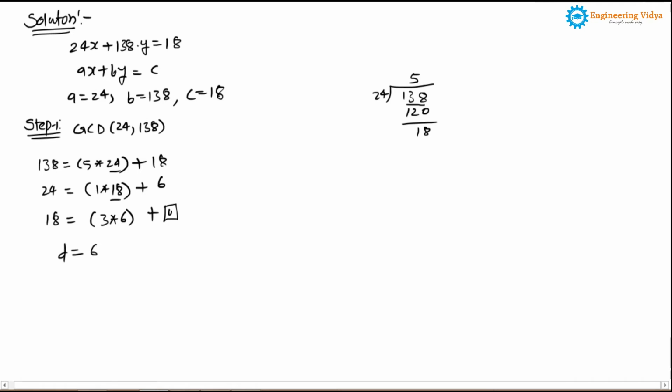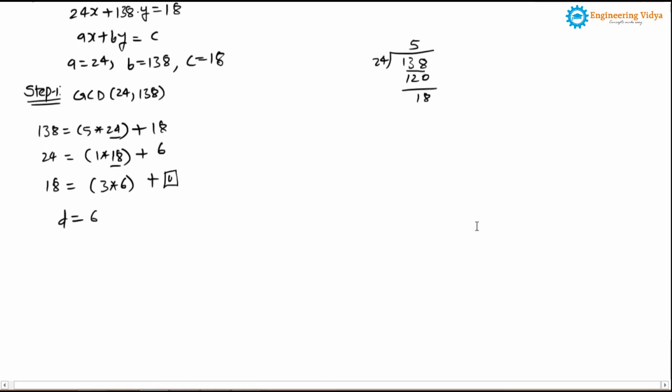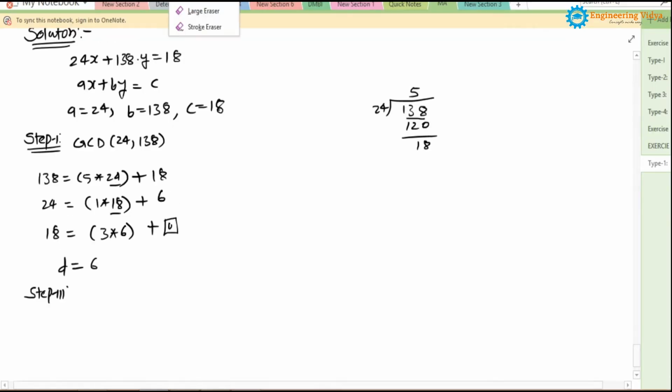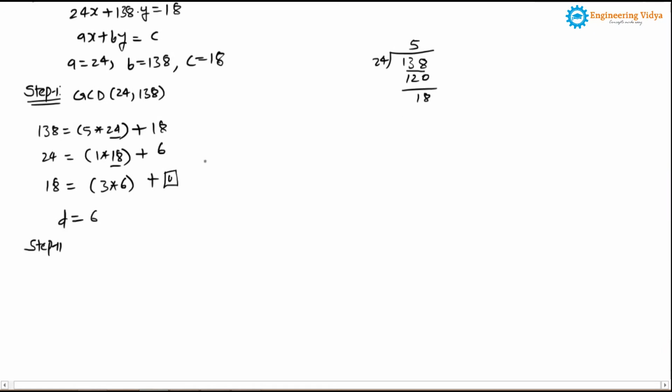I hope you understood this, it is the common step we are following. So we'll go to step number 2. I hope you know the procedure of step number 2. At step number 2 we again select the latest remainder, but it should not be 0. Here the latest remainder other than 0 is 6. So we'll express 6 in terms of the other two terms: it will be 24 minus 1 into 18.